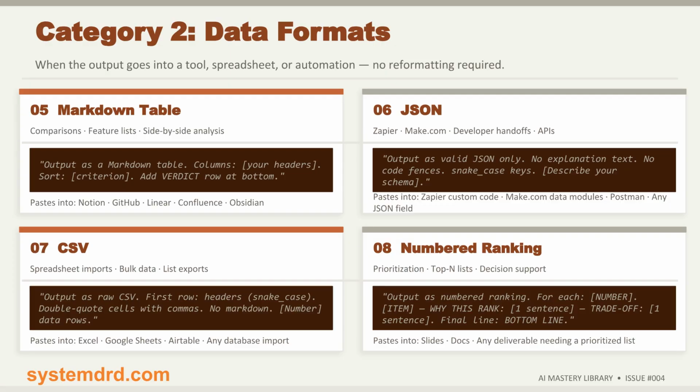Same principle for spreadsheets. The AI produces raw CSV that imports directly. No reformatting, no copy-paste into cells. The instruction specifies snake case headers, double quote handling, and exact row count.